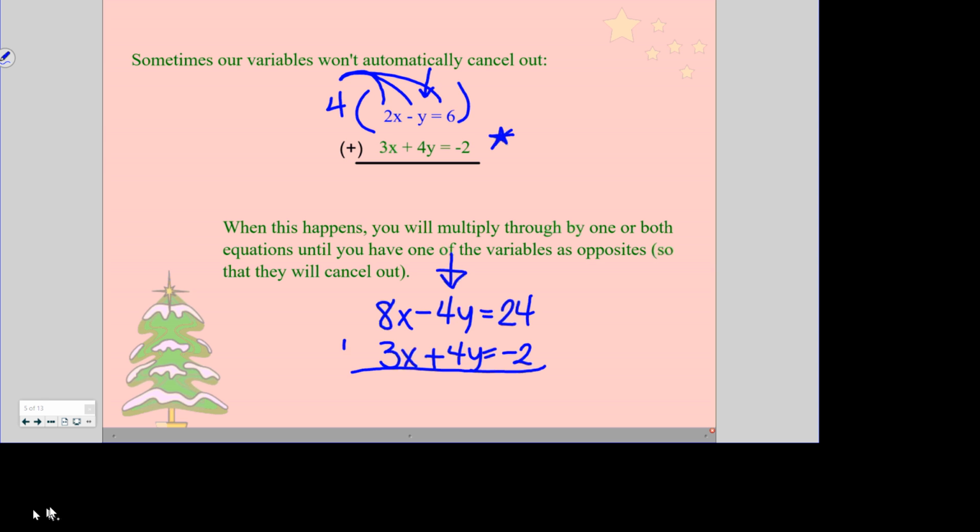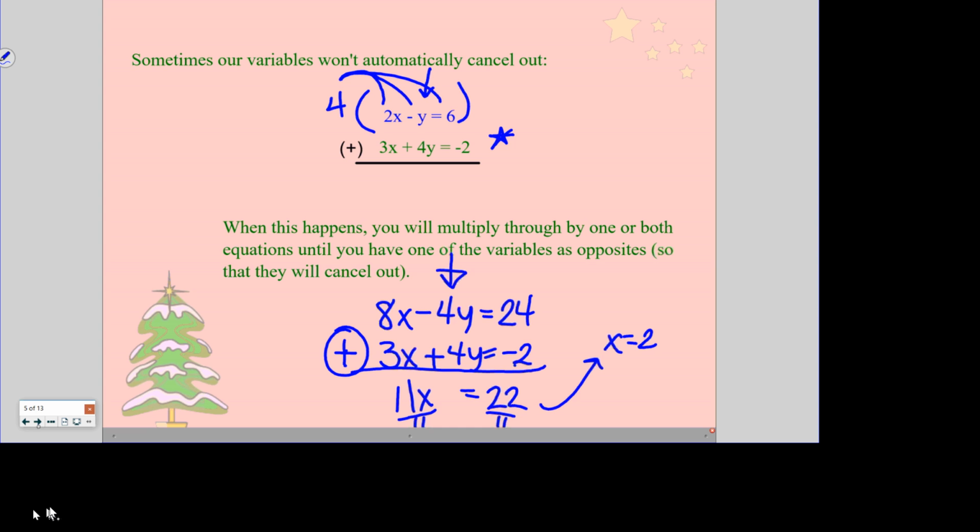So that means if I go and add my two equations together, then when I add those y's, they will eliminate. So I'll be left with 8 plus 3x is 11x. Negative 4y plus 4y is 0 and goes away. And 24 plus a negative 2 is 22. Now to solve, divide by 11, and x's value is equal to 2.